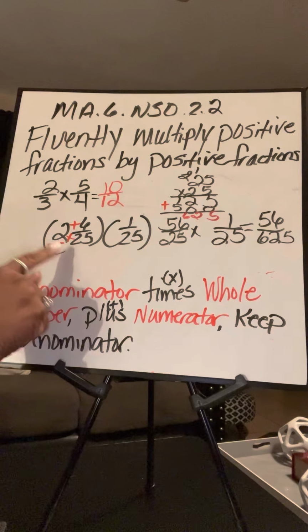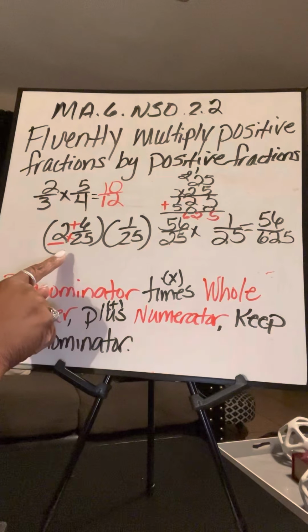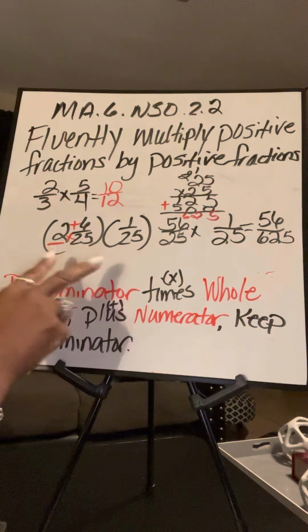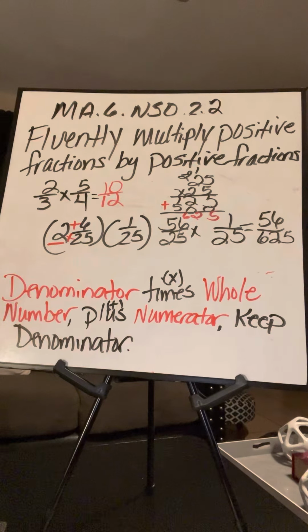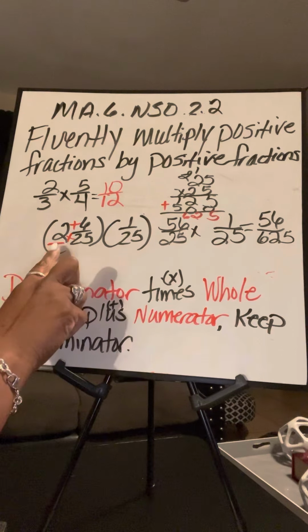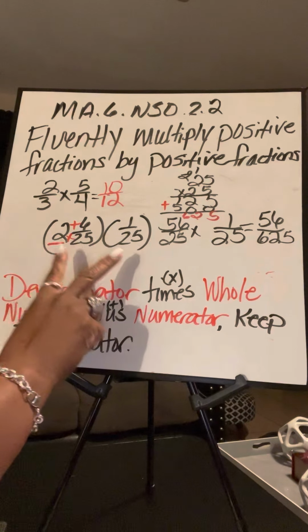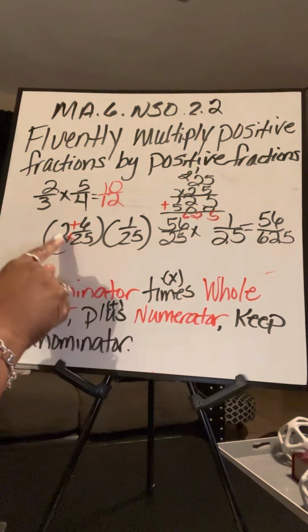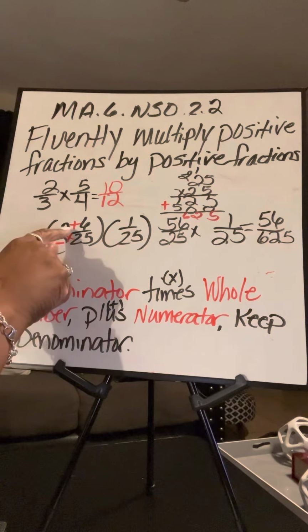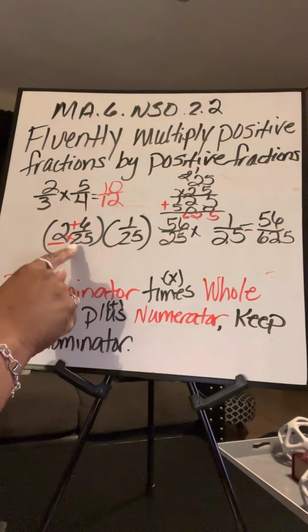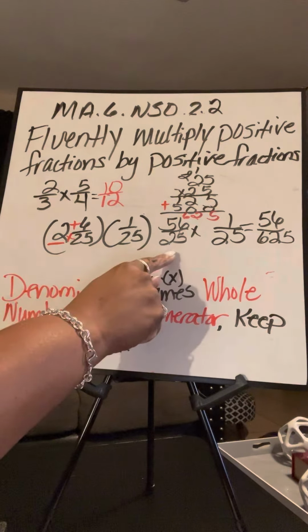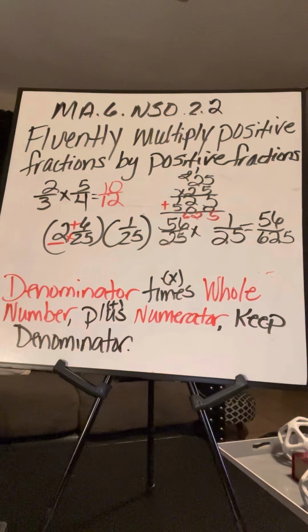Again, when we're changing a mixed number into a fraction greater than 1, we have to do that before we can multiply. We cannot multiply a mixed number times a fraction. They have to look the same. So it is denominator times whole number, add numerator, and I keep my denominator, which is 56, and then I keep the 25, and I multiply as usual. Okay?